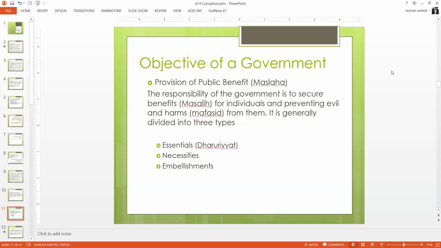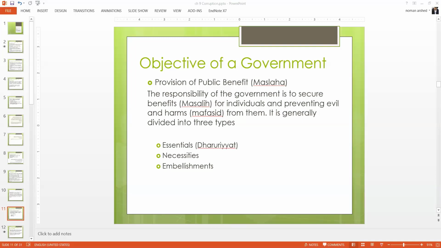So the third objective of the government is provision of public benefit. The government has to extend benefit to everyone in the economy and distribute the benefit appropriately. We call it maslahat, which means the responsibility of government is to secure benefits, maslahah, for individuals and prevent evil and harms, in maqasid, fasad. So we need to protect people from fasad and give them maslahat.